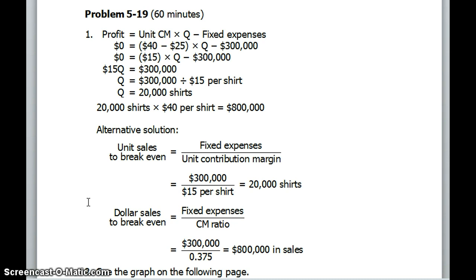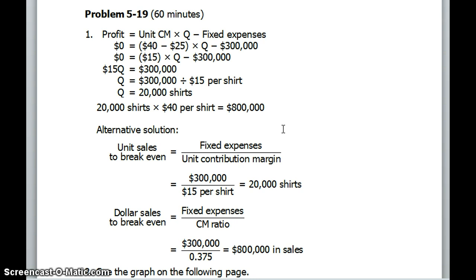Part 1 asks to calculate the break-even point in dollar sales and in unit sales for store 36. So for store 36, which is the store we have the information for, in order to break even, using the formula method, we take fixed expenses divided by the unit contribution margin. Fixed expenses in this problem are $300,000. The unit contribution margin is $15 per shirt: the $40 sales price less the variable expenses of $25 per shirt. So you take the $300,000 divided by $15 per shirt. You need 20,000 shirts to be sold in order to break even for store number 36.